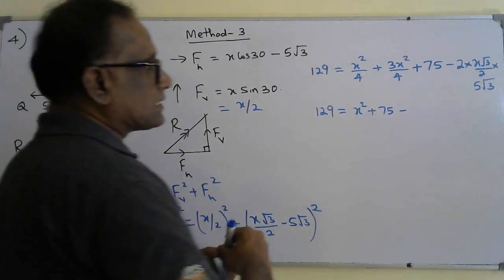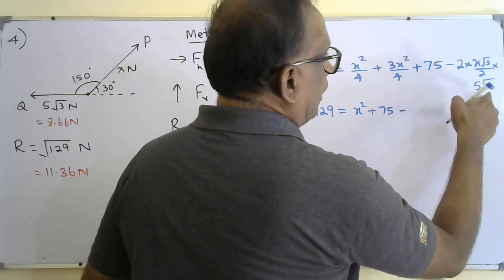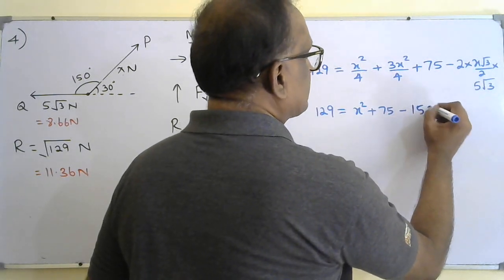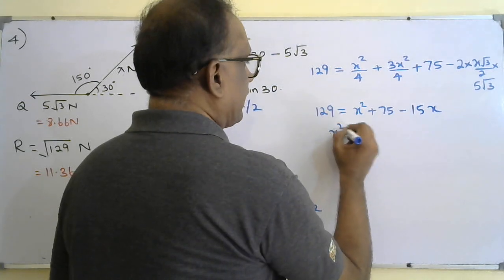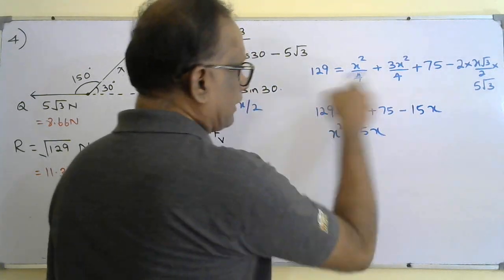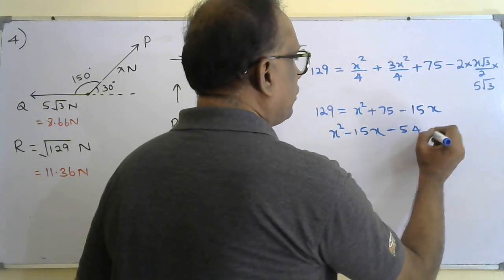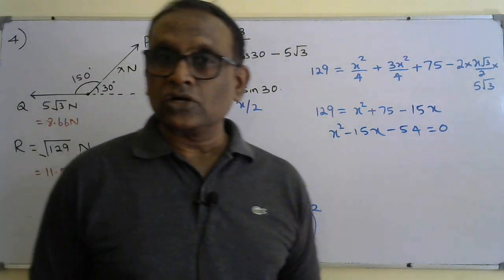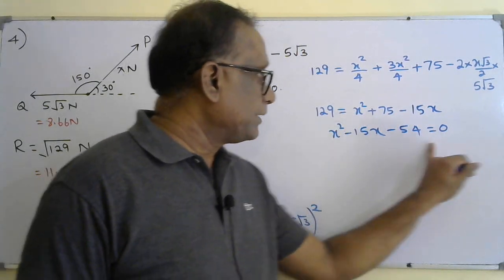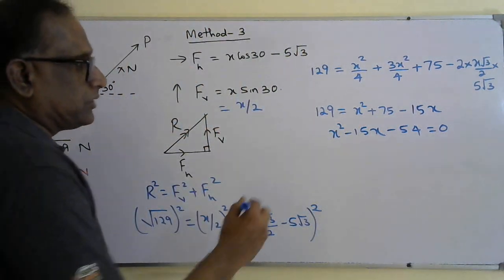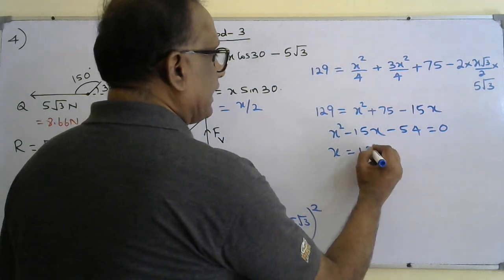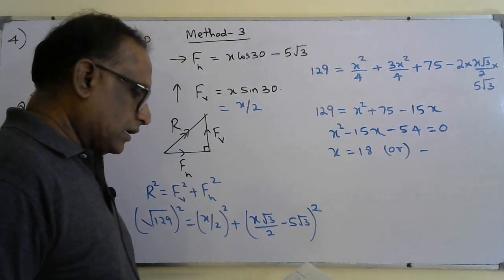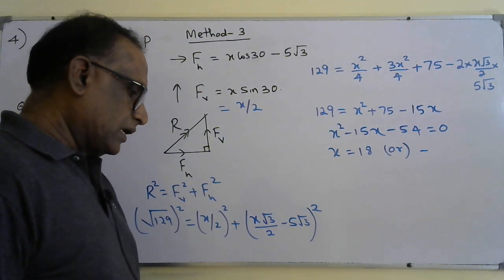Okay, so minus this: 2 and 2 will get cancelled, 5 into 3, minus 15x. Okay, rearrange it: x squared minus 15x minus 54 equals 0. Check this equation when I did it with the cosine rule. There also we got the same equation, right? Okay, so solve it by using a calculator. You will get x is equal to 18 or minus 3.